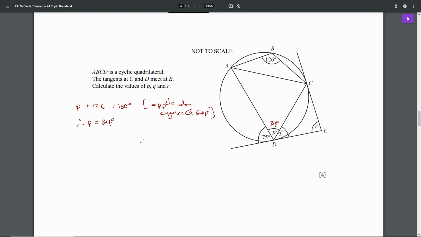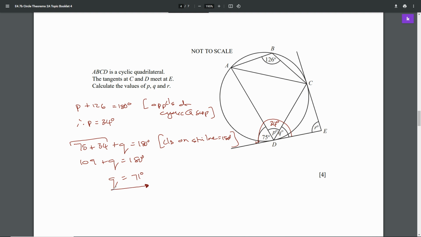Now, the next thing is, because this is 75, that's 34, these angles all lie on a straight line. So 75 plus 34 plus Q equals 180 degrees. That's the reason for angles on a straight line: they equal 180 degrees. Now, if I add these two up, I get 109, so 109 plus Q equals 180 degrees. Now I subtract 180 minus 109, and I will get 71 degrees. So Q will be 71 degrees.